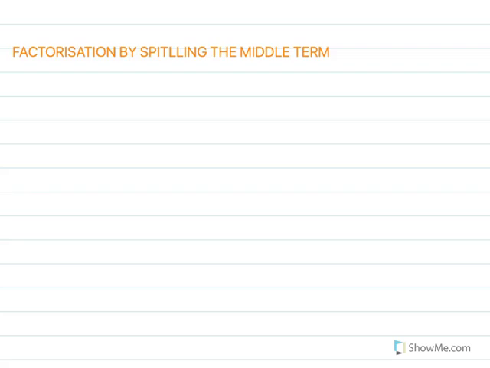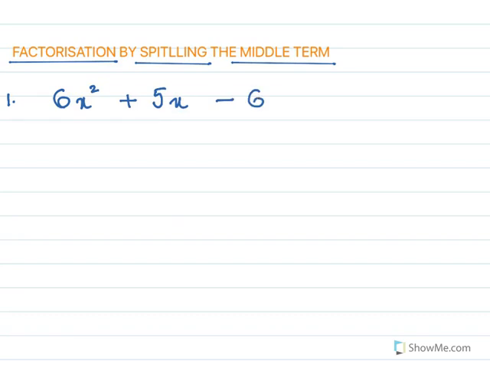In this lesson, we will learn factorization by splitting the middle term. Let's take up the first sum, 6x square plus 5x minus 6. Now we here are going to split 5x. But how do we split 5x?